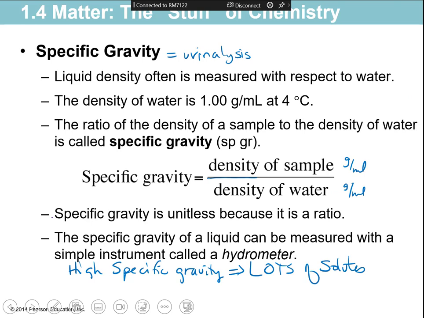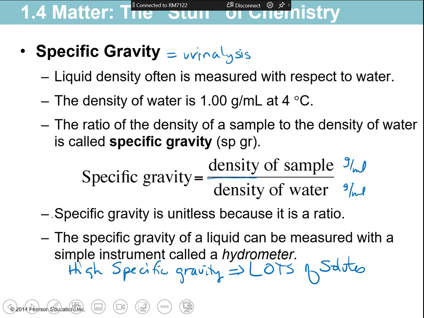A couple of other things to finish up Chapter 1. We're going to talk about things like density. Density can be applied in medicine to a topic that's called specific gravity. Specific gravity is really just looking at the density of any kind of liquid compared to the density of water. So specific gravity never has a unit because the units cancel.